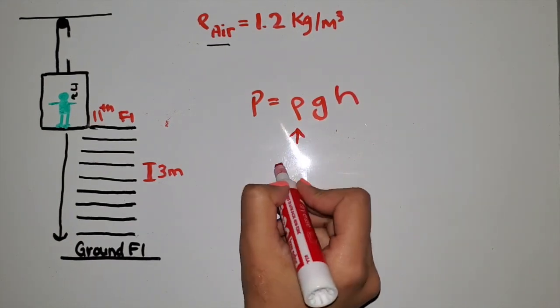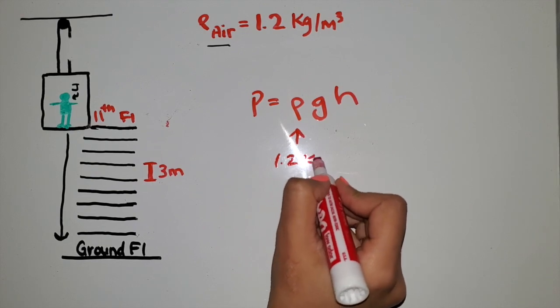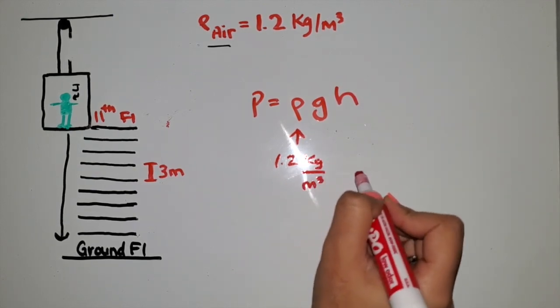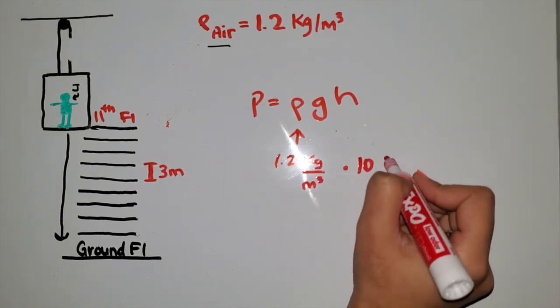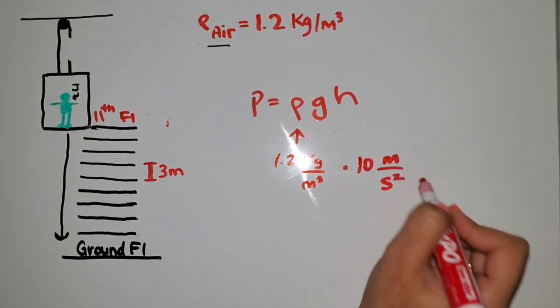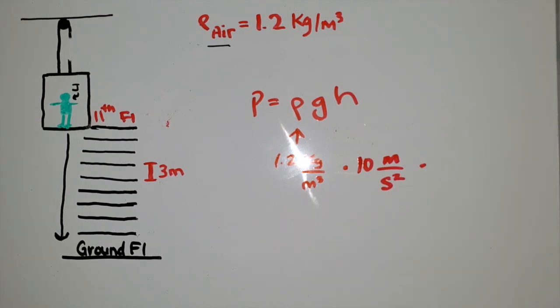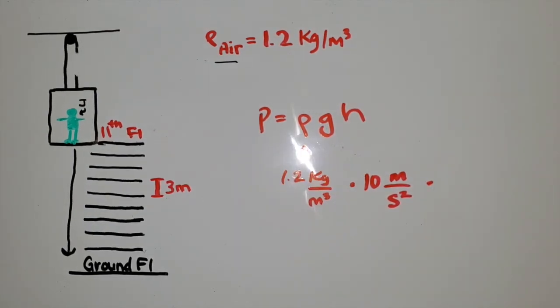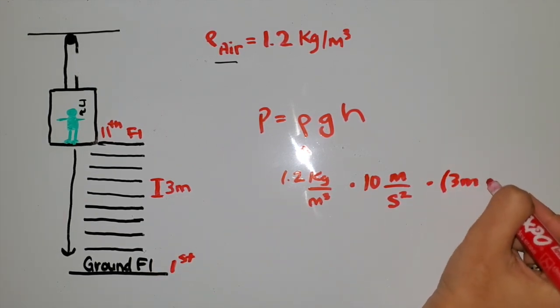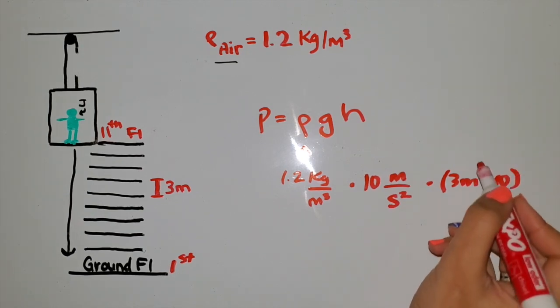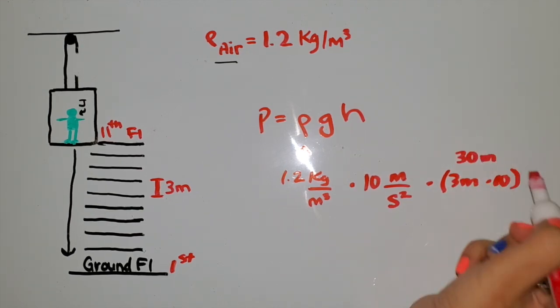So the density is given, it's 1.2 kilograms per meters cubed times the gravitational acceleration, which is approximately 10 meters per second squared, times the height. Now, how do we figure out the height? Well, don't forget that the ground level is technically the first floor. From the first to the 11th is 10 floors, so 3 times 10, so 3 meters times 10, that gives us 30 meters as our height.